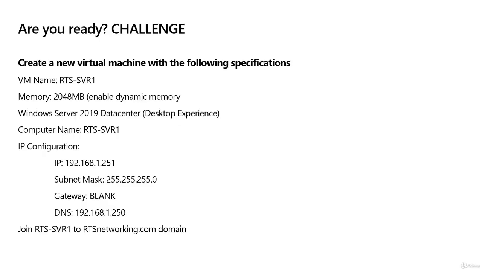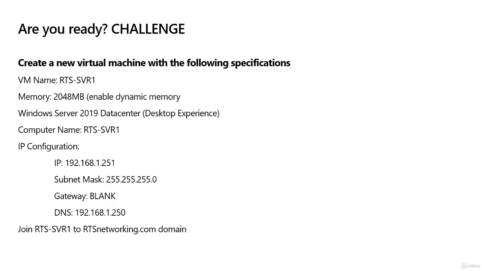I've already demonstrated installing Server 2019 Data Center Desktop Experience and the Server Core operating system. So now is your time to work through a challenge on your own. What I would like for you to do is create a new virtual machine named RTS-SVR1, and we'll just call it RTS Server 1, with 2 gigabytes of memory. Now that's entered in megabytes as we saw before, 2048 megabytes, and be sure you enable dynamic memory.